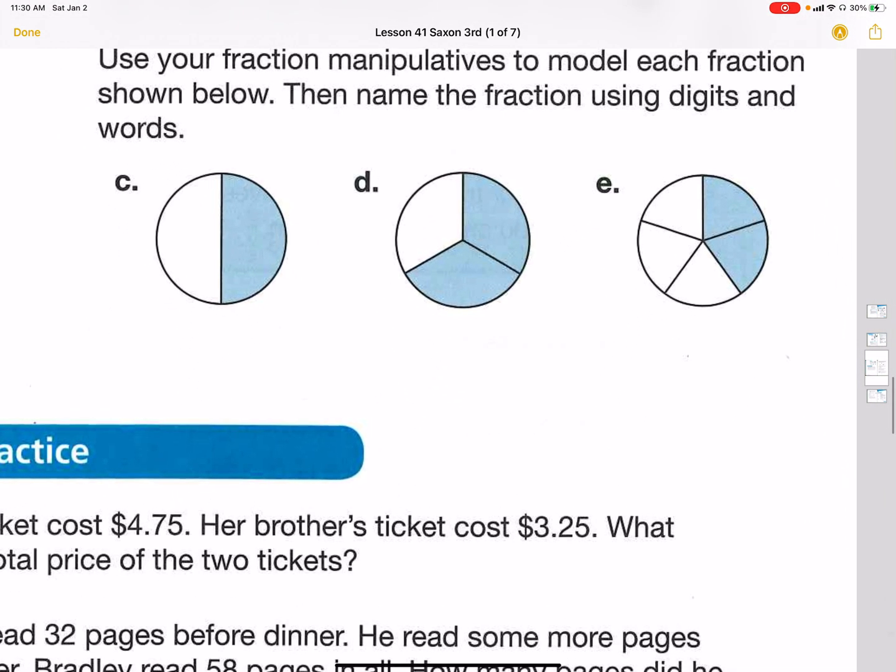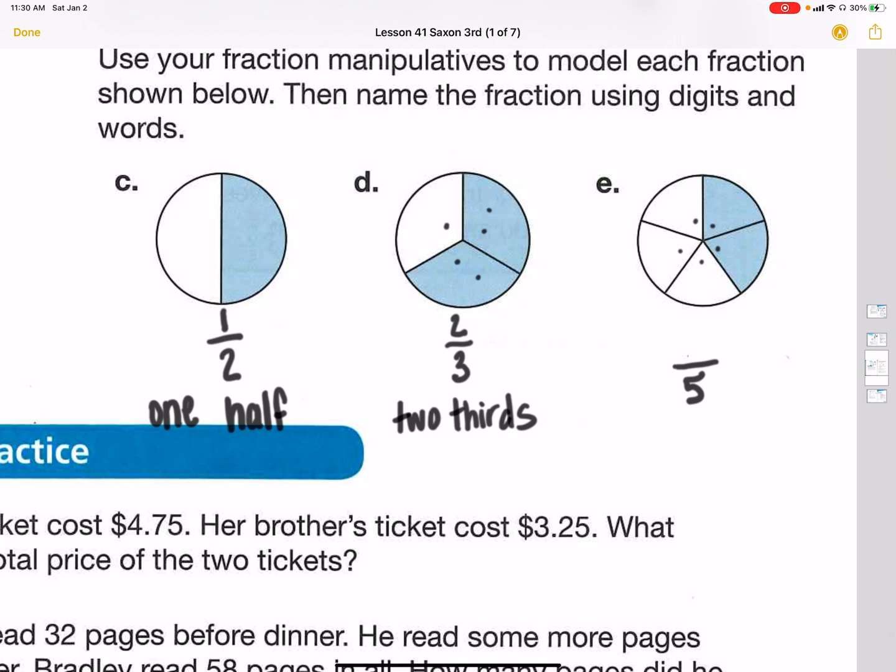Name the fraction using digits and words. So the first one we have 1 out of 2 altogether, and that is 1/2. The next one we have how many altogether? 3. How many are shaded? 2. So that is 2/3. Last one we have 1, 2, 3, 4, 5 all together. We've shaded 2, and that is 2/5.